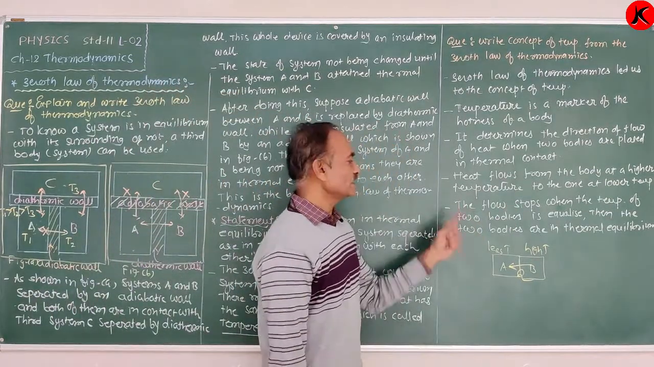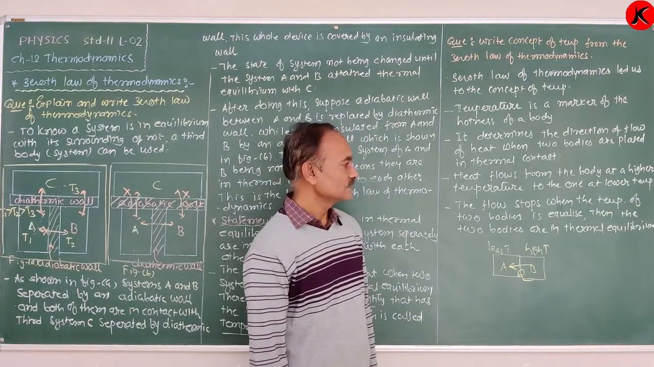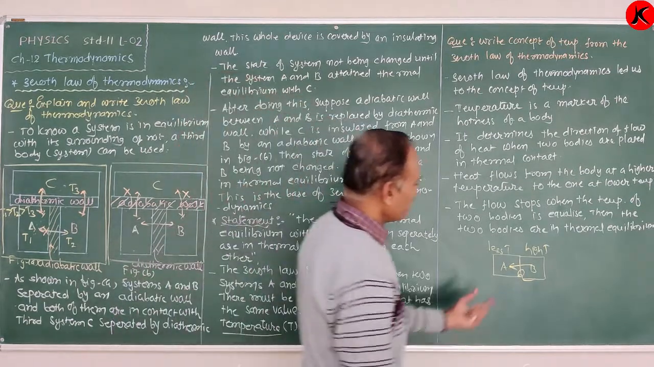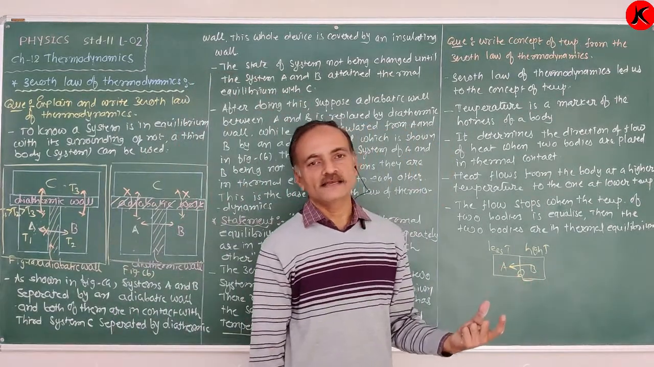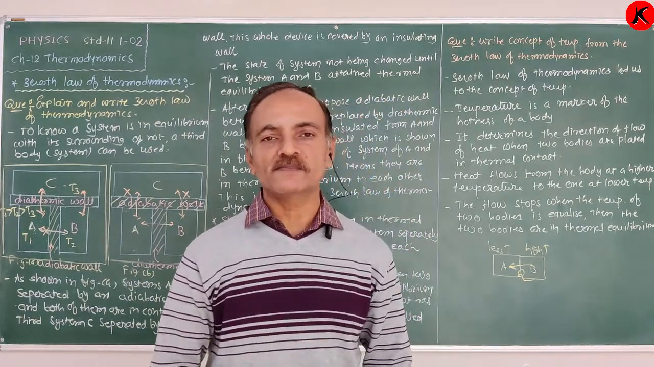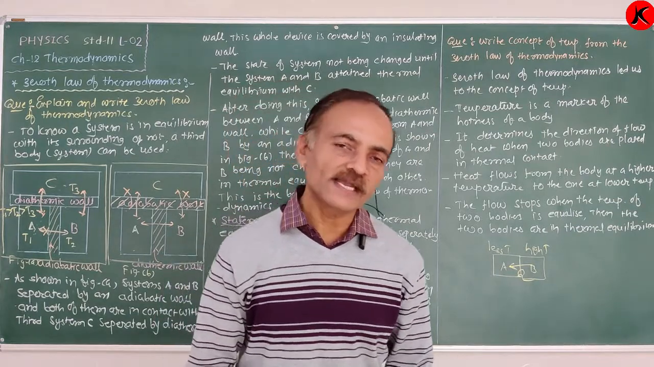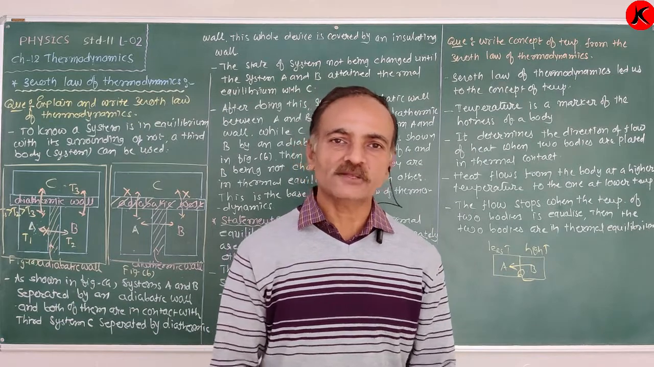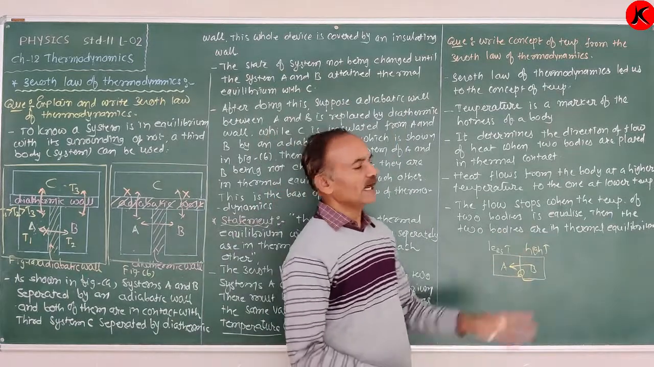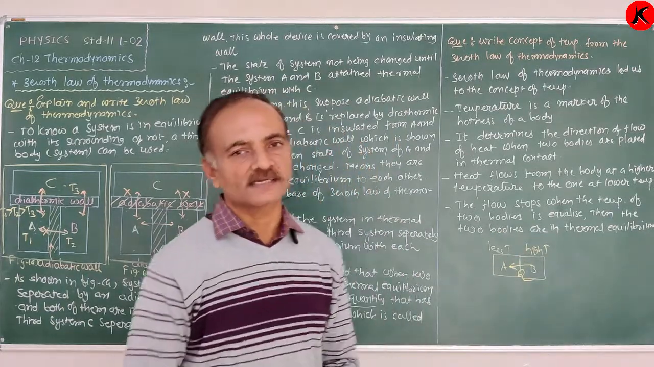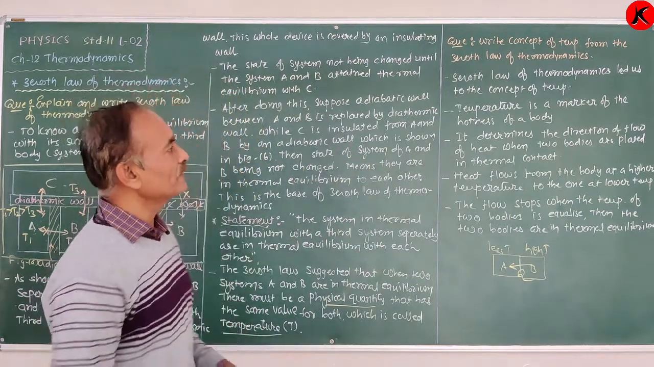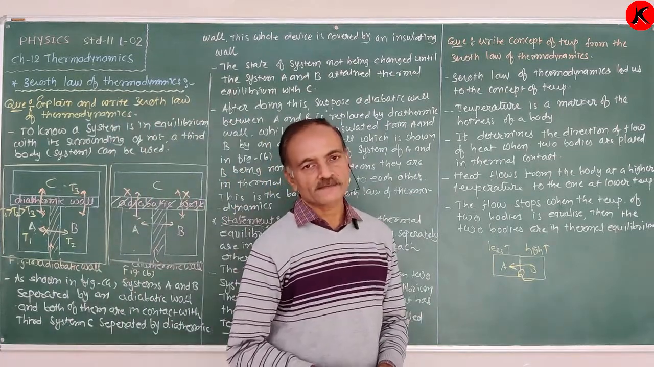The flow stops when the temperatures of the two bodies are equalized, and then the two bodies are in thermal equilibrium. So exchange of heat between the two bodies takes place till the temperature of both bodies becomes equal. When the temperatures become equal, the exchange of heat becomes zero, the exchange of heat is stopped. In this situation we can say that these two bodies are in thermal equilibrium with each other. Clear? Okay. So that is the concept of temperature from the Zeroth law of thermodynamics.